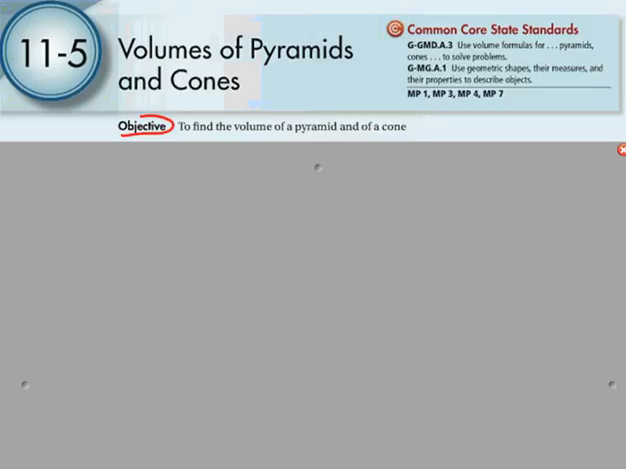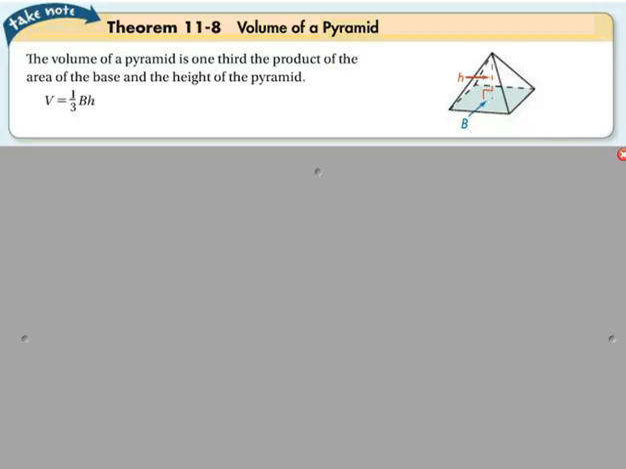I think I said volume before, right? Volume of a pyramid and a cone. These two formulas for pyramids and cones are very similar to each other, and actually pretty similar to a prism and a cylinder as well. So let's start off by talking about volume of a pyramid.